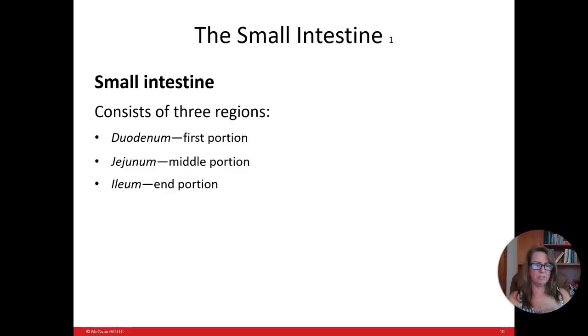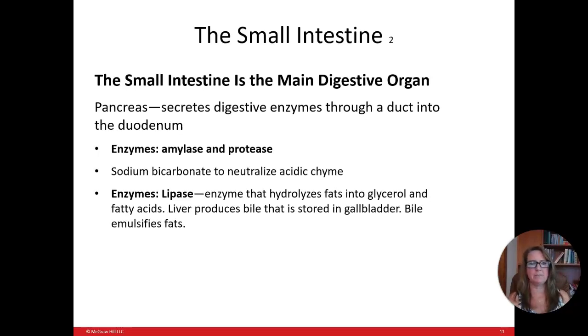All right, so we have the small intestine, we have the duodenum, which is the first part, the jejunum is the middle part, and then the ileum, which I think I misspoke when I talked about the duodenum emptying into the ascending colon. It's the ileum that meets the ascending colon at the appendix.